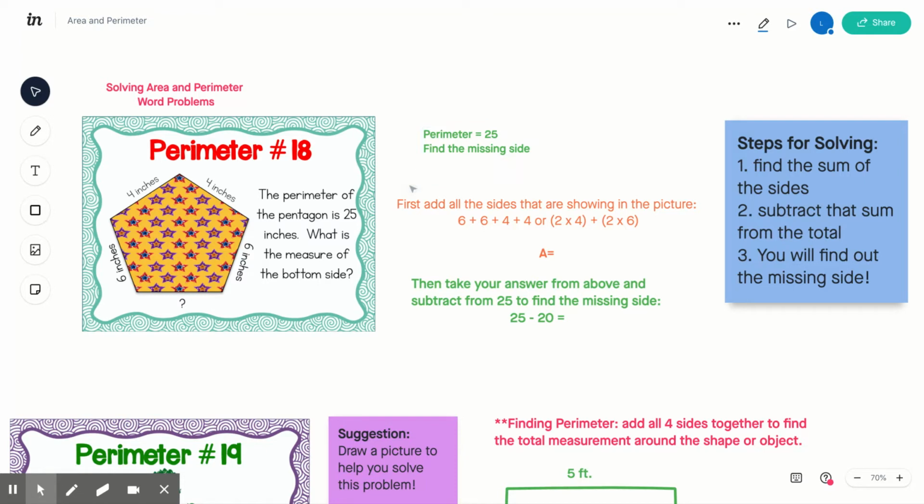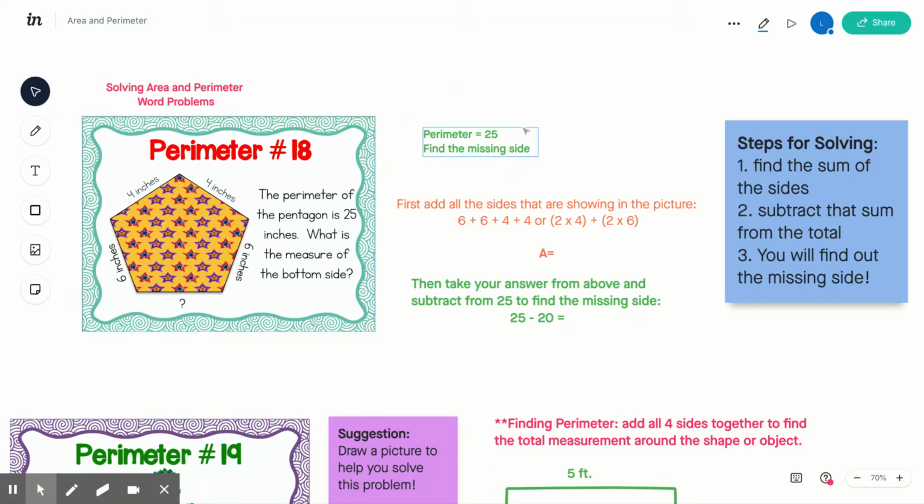All right, so our first question is a perimeter question. Actually, all the questions today are perimeter, but let's read it. The perimeter of the Pentagon is 25 inches. What is the measure of the bottom side? So they gave us our total number, which is 25, and they gave us a few of the sides. We're just missing this bottom side, and this is the part that we have to find for the question.